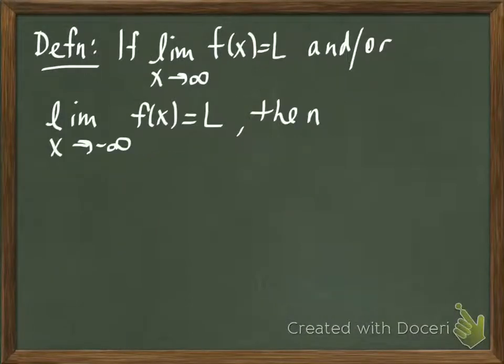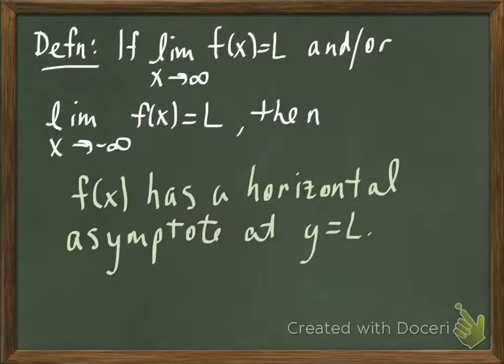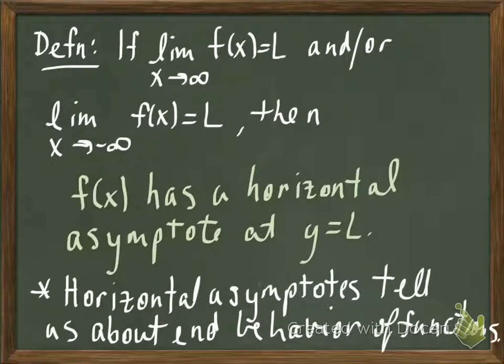Let's make this asymptote business a little bit more precise. By definition, if we take the limit as x goes to infinity of f of x and we get a number L, or we take the limit as x goes to minus infinity of f of x and we get a number L, then we say that f of x has a horizontal asymptote at y equals L. Horizontal asymptotes are important because they govern the end behavior of functions. They tell us, as x gets really, really big or very, very negative, whether the function is approaching some fixed horizontal line.